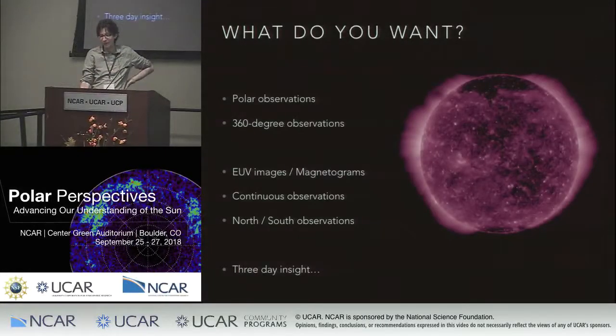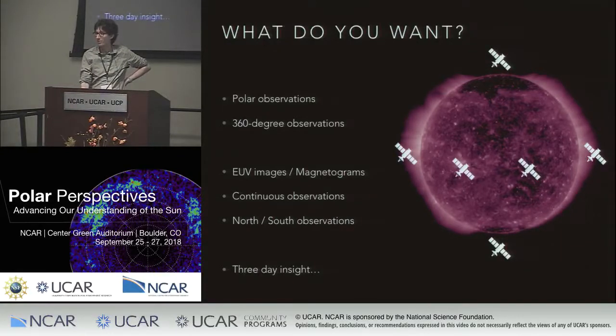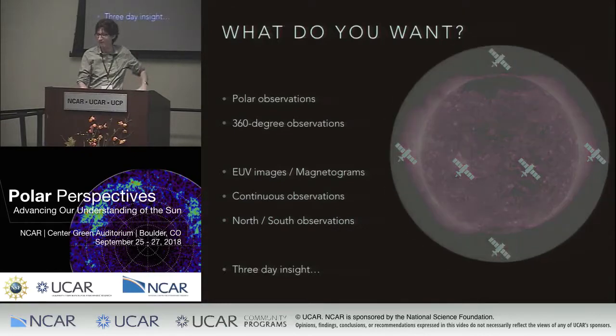So again, back to the question of what I would want from a polar perspective mission. Obviously, I'd like polar observations for both poles. 360-degree observations would be fantastic. At that point, you just build a Dyson sphere around the entire sun and just get all the light coming out. That would be great.